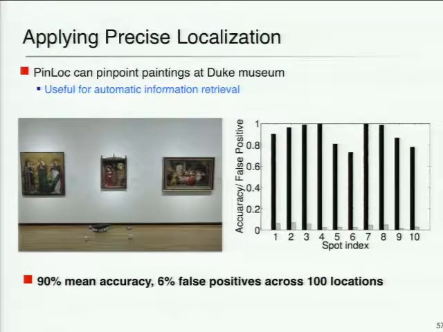So essentially, if you can learn these 4 clusters and build a map of them, it's possible to provide locations. Now I'll skip the technical details, but I would like to say that our system Pinlock could pinpoint paintings at the Duke Museum with 90% accuracy.